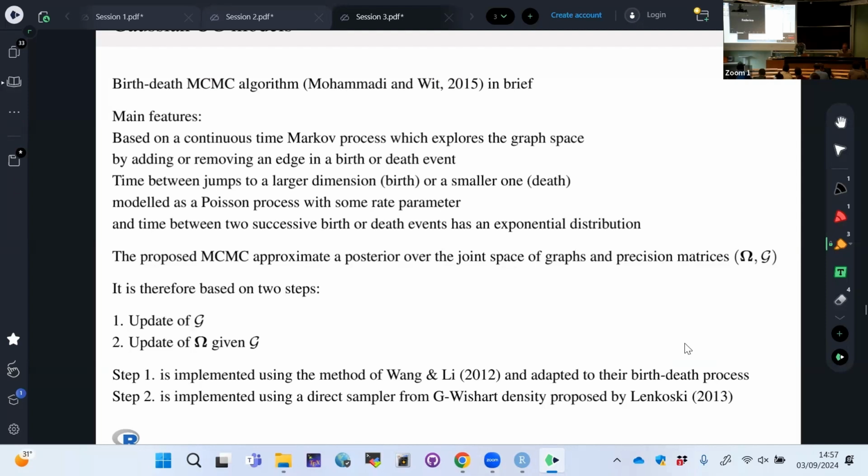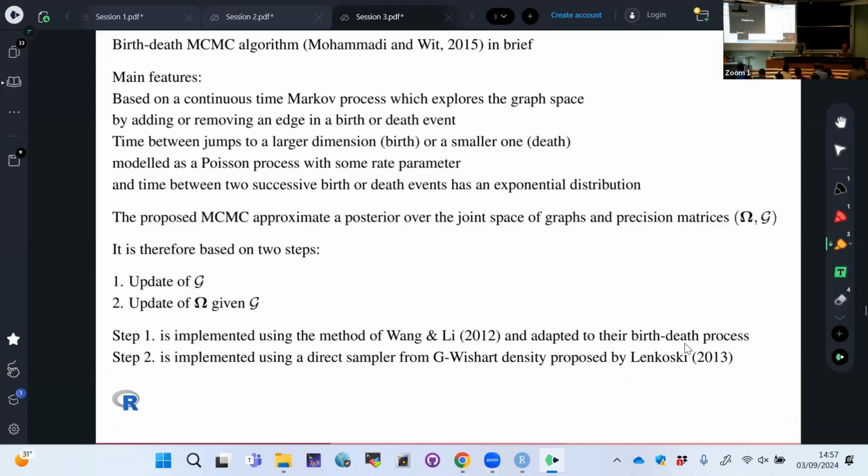While in the second step, conditionally on G, we can update omega, okay? How? By sampling from its posterior distribution, which is still G-Wishart. We don't have a closed form expression for the normalizing constant, so we need to approximate something again. But the idea is to approximate draws from this posterior distribution using one of the approaches that we mentioned before. In particular, the one implemented in the package was this proposal by Lenkoski in 2013.